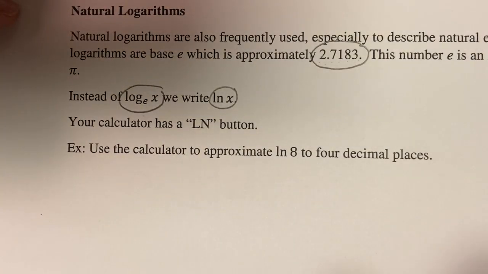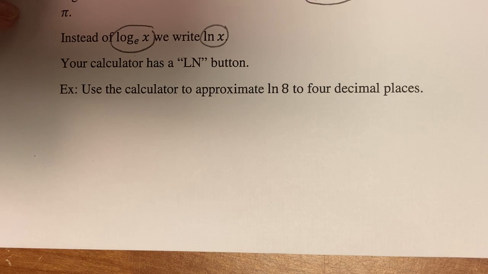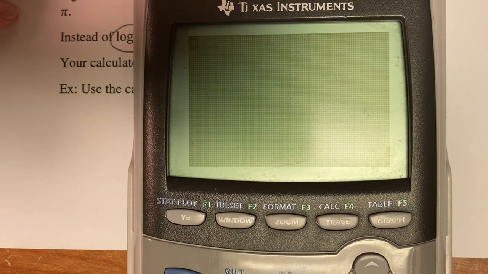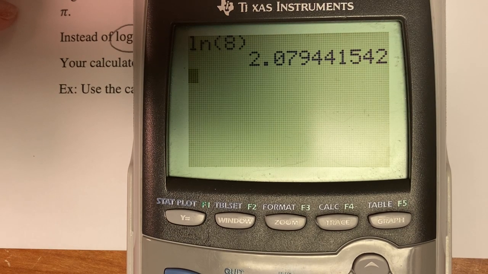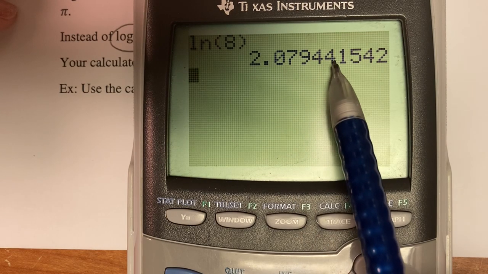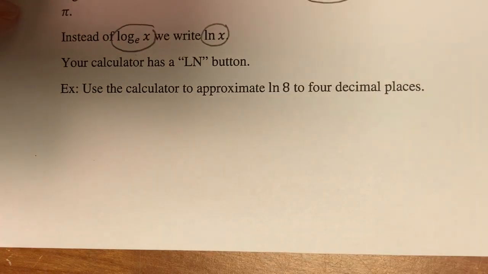So let's look at our next example. Use the calculator to approximate the natural log of 8 to 4 places. So here we go. I'm just going to press ln. So there's natural log of 8. There it is. If I go to 4 places, 1, 2, 3, 4. So this 4 keeps this 4 the same. So it's 2.0794.